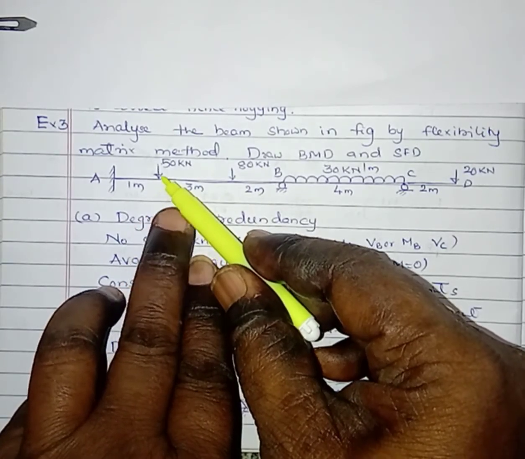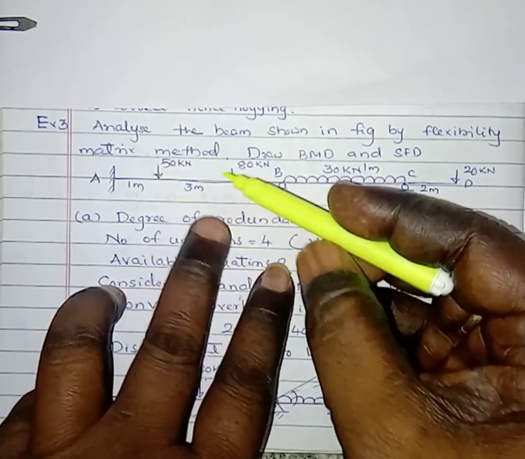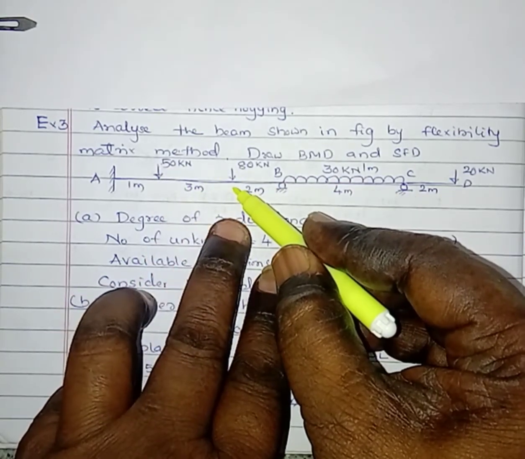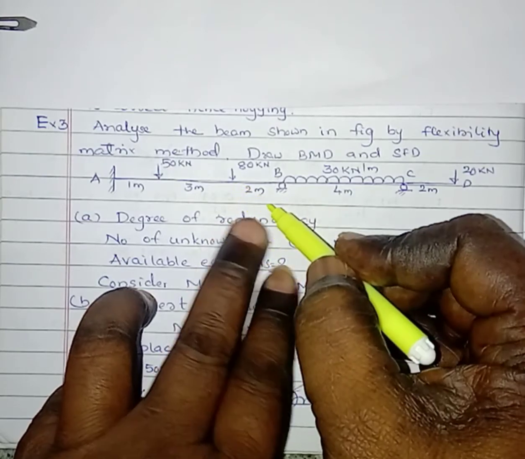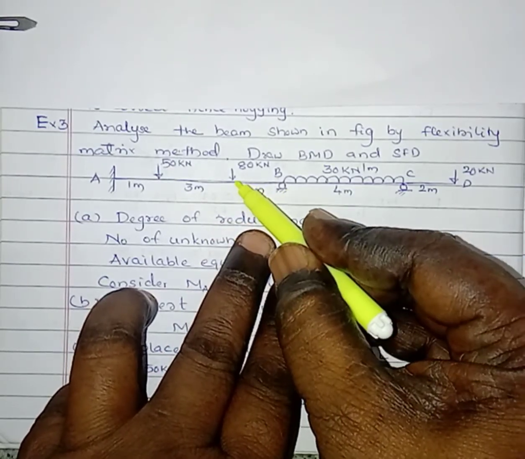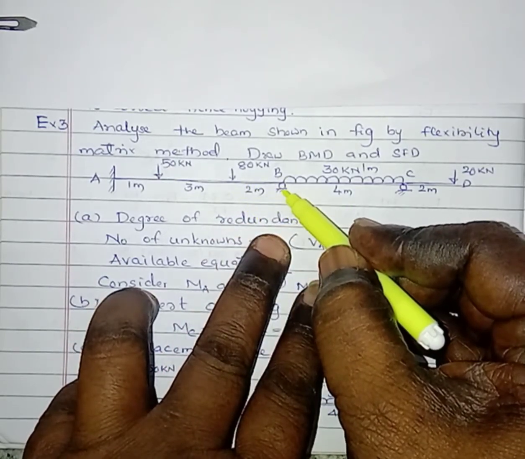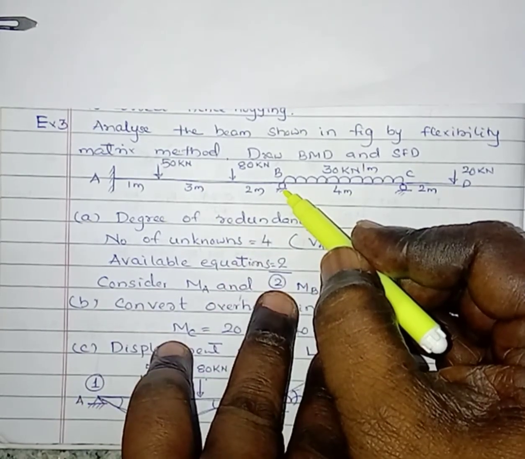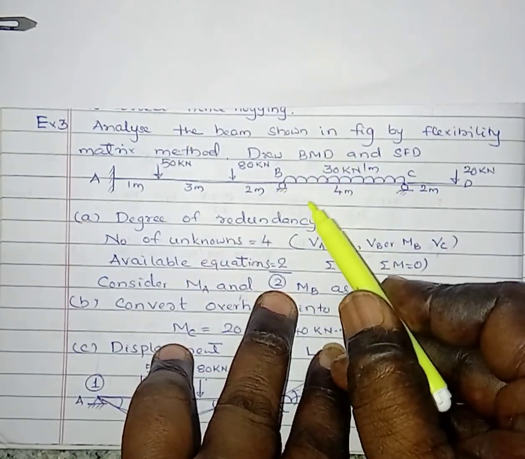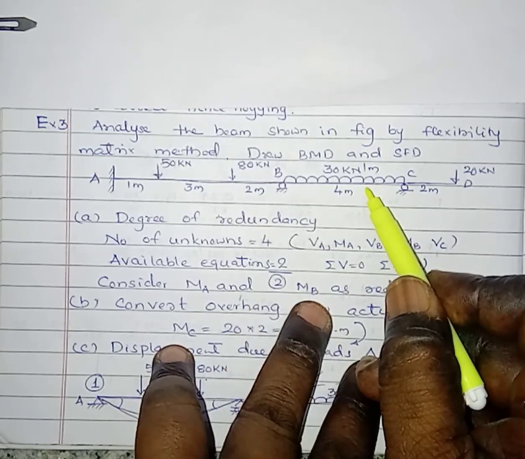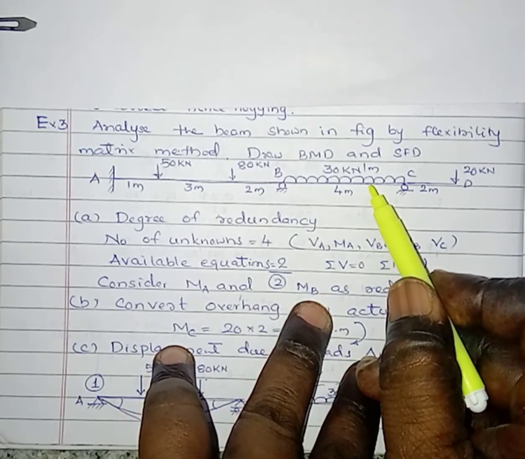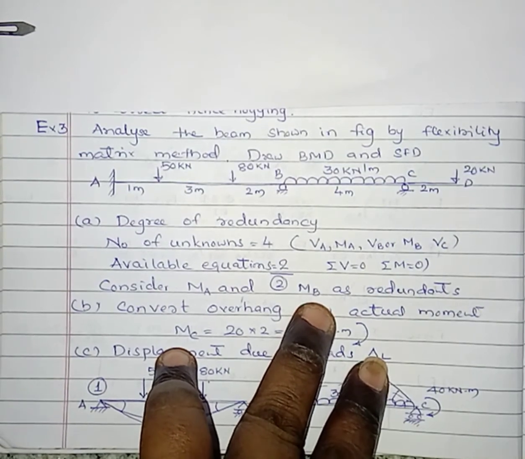fixed end A, it is subjected to a point load of 50 kilonewton, and at a distance of 3 meter from the previous load it is subjected to a point load of 80 kilonewton, and B is resting on the roller support. B to C is subjected to 30 kilonewton per running meter UDL over a length of 4 meter.